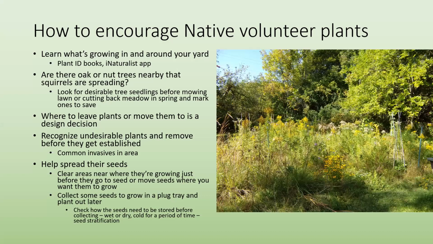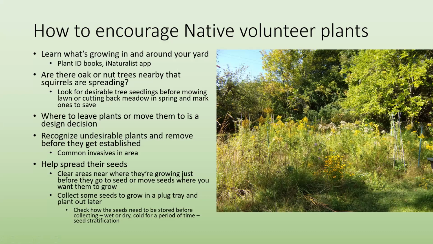Anyway, some ways to encourage native volunteer plants. Learn what's growing in and around your yard. This meadow was our old vegetable garden, but I didn't actually plant most of it. There's a few grasses here that I planted, and then this black-eyed Susan, but I didn't plant any of these in the back. This was all done by seed, seed of just a few that were growing on the left side of the garden.